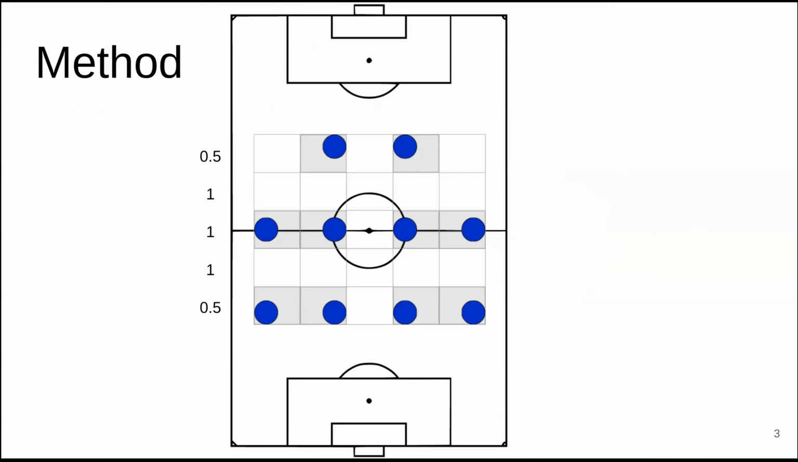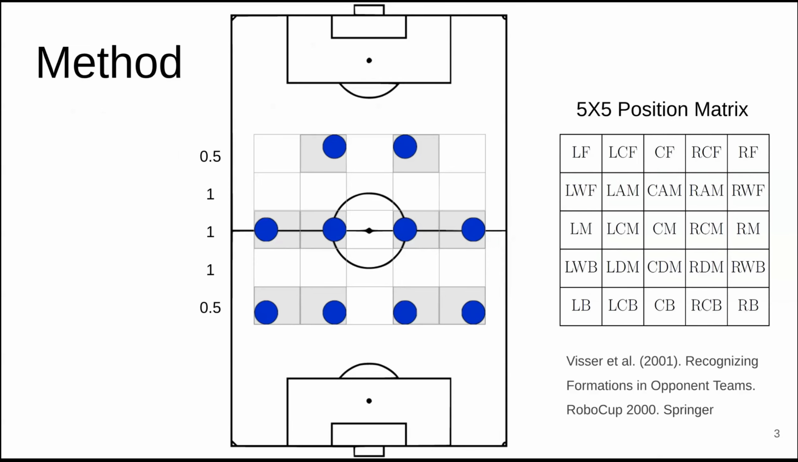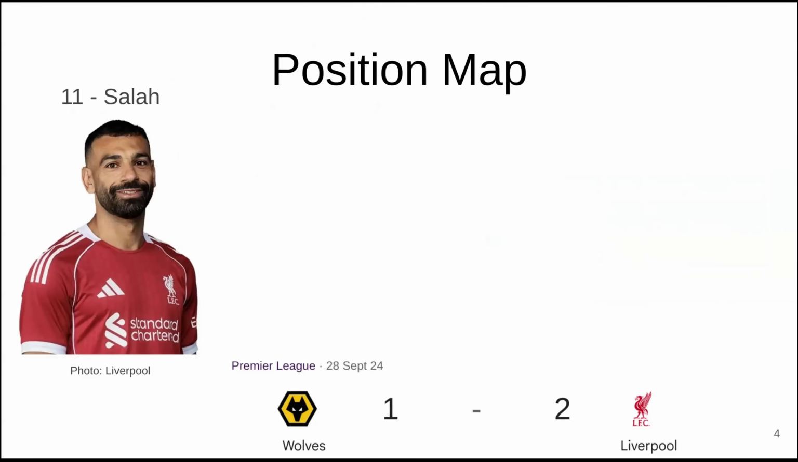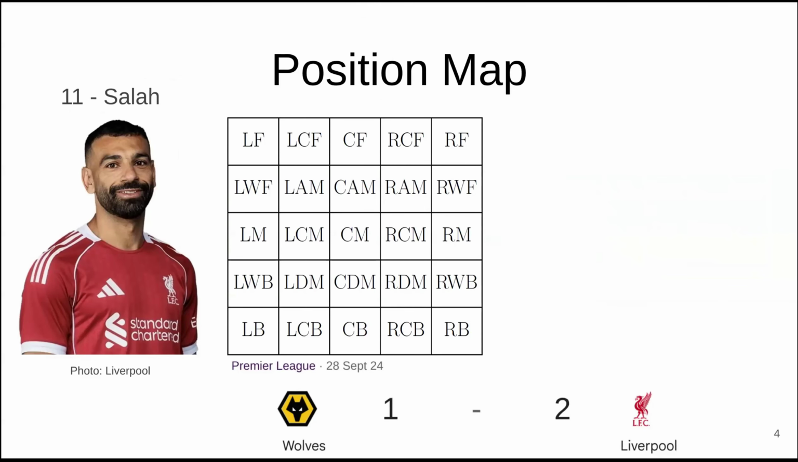I just fit a 5x5 grid, dividing it with, let's say, equal columns, but the weights for the rows are basically chosen based on the ones you see on the screen. And as a result, we end up with 25 possibilities for the players, depending on in which cell they end up. So what we can do, we can pick a match, and then we pick a player, and then for each frame for this player, we have 25 possibilities.